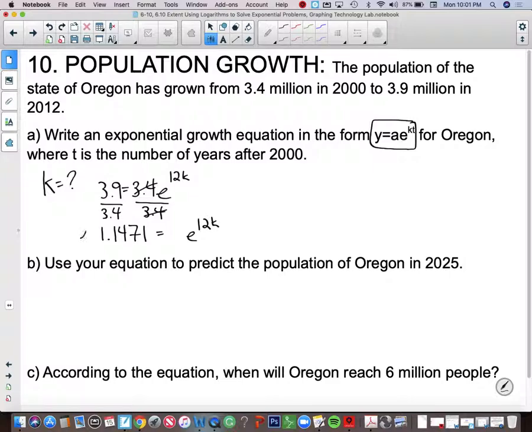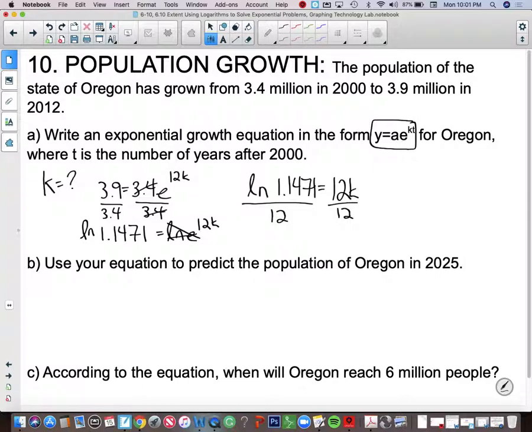And then we need to natural log both sides. Okay, and from there, that cancels out. We got natural log of 1.1471 is equal to that exponent that we had left over there, 12k. So we just want to divide both sides by 12, and we'll get our value for k.